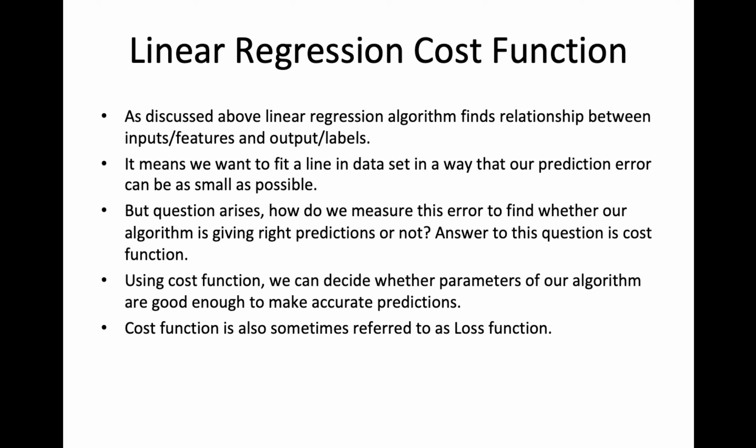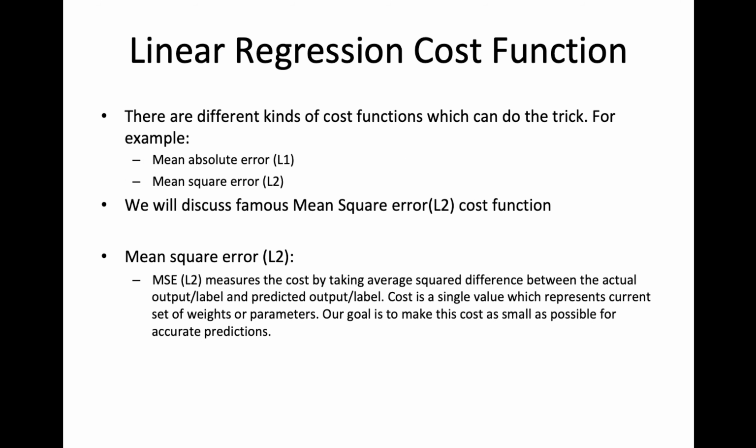And the answer is cost function. Using cost function, which is also known as loss function, we can decide whether the parameters of our algorithms are good enough to make accurate predictions. There are two kinds of linear regression cost functions or loss functions, and I'm going to use these terms interchangeably: mean absolute error or mean square error, and mean square error or L2 is by far more common.